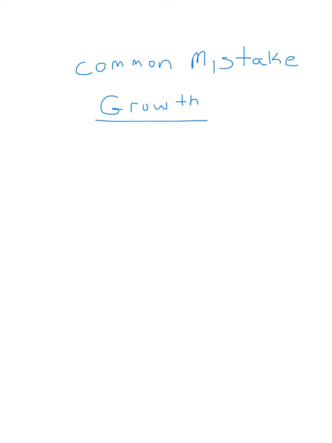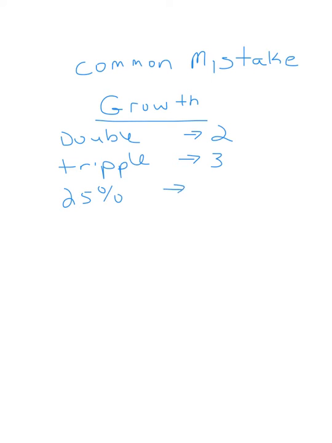So if I was doubling, the growth factor would be 2. Triple, the growth factor would be 3. Okay, if you are increasing by 25%, then the growth factor is not 25%. How it looks in the equation, though, is 1.25.